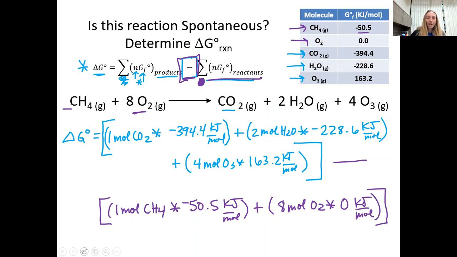Okay, so now when you're doing this, right, you take 1 mole of CO2 times negative 394 kilojoules. The moles are going to cancel out, and you're left with kilojoules. Okay, so make sure you do your order of operations. So moles cancel when you multiply, and you're left with kilojoules. When I add those numbers together, the delta G value is negative 198.8 kilojoules.